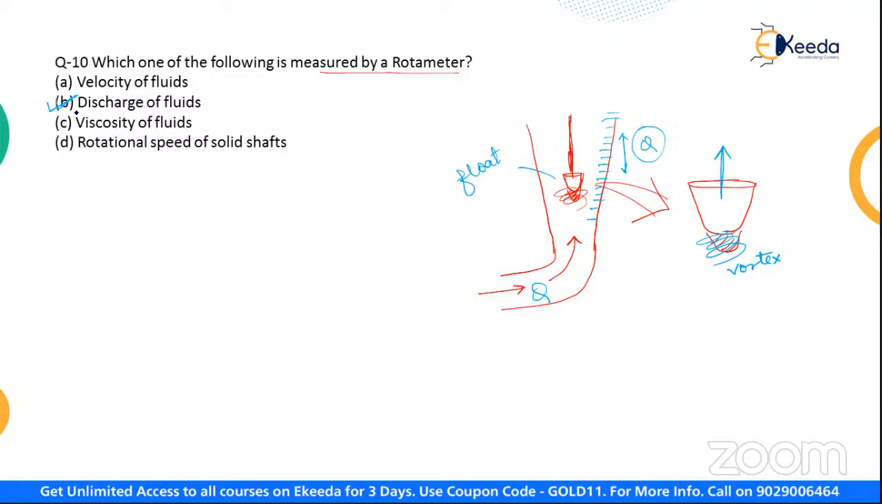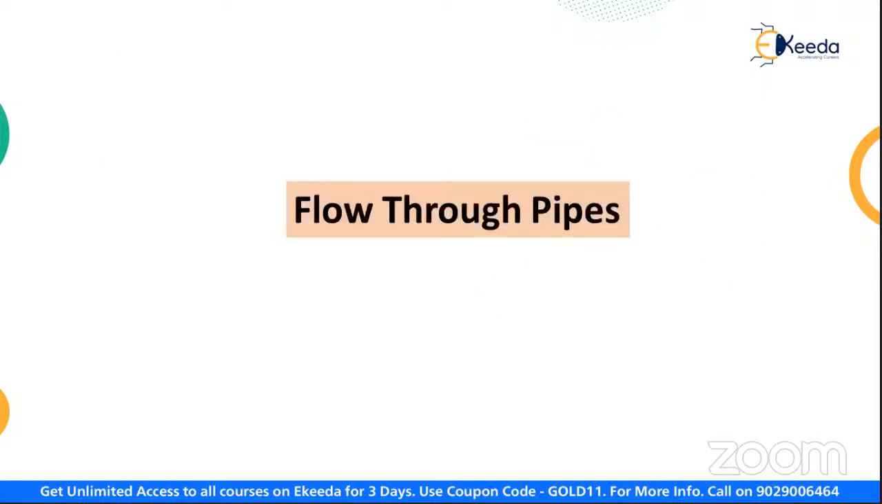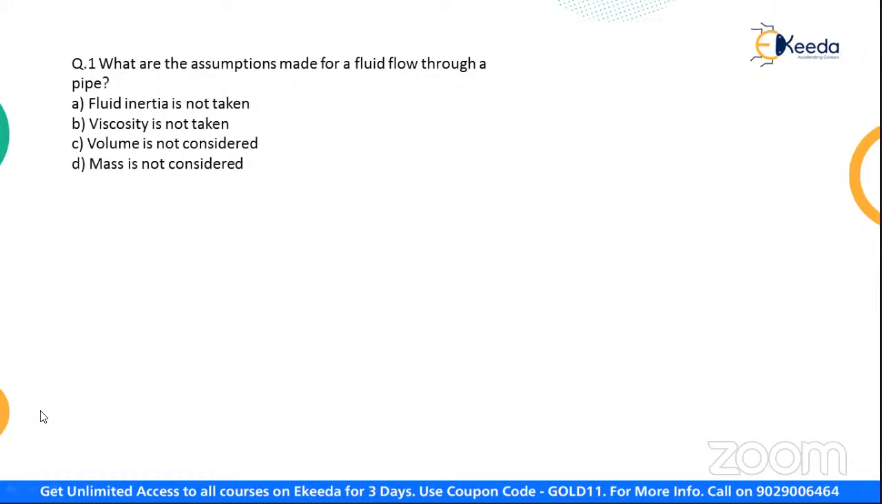That completes the dynamics of the fluid flow. Moving on to the next topic, that is the flow through pipes. The first question is, what are the assumptions made for a fluid flow through a pipe? Whenever we are considering the fluid flow, one assumption is that the viscosity is not considered, because we are not considering any head loss. The head loss which is there is ignored.